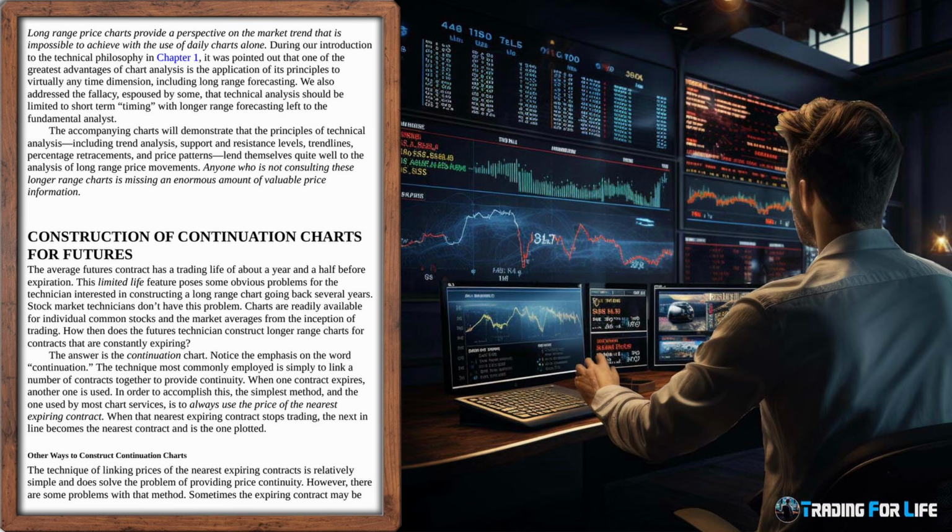Construction of continuation charts for futures. The average futures contract has a trading life of about 1.5 years before expiration. This limited life feature poses some obvious problems for the technician interested in constructing a long-range chart going back several years. Stock market technicians don't have this problem. Charts are readily available for individual common stocks, and the market averages from the inception of trading. How then does the futures technician construct longer-range charts for contracts that are constantly expiring? The answer is the continuation chart.